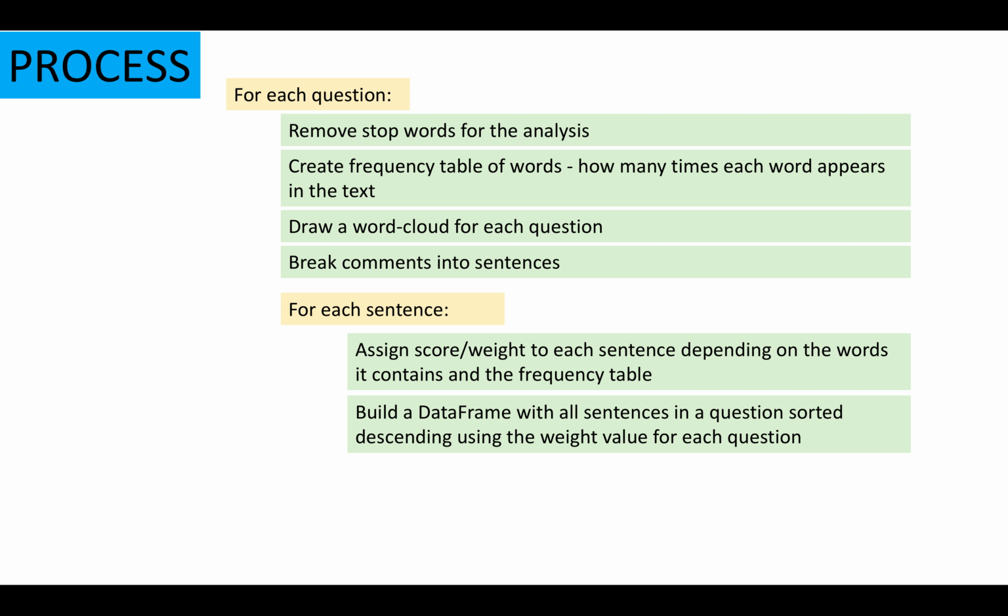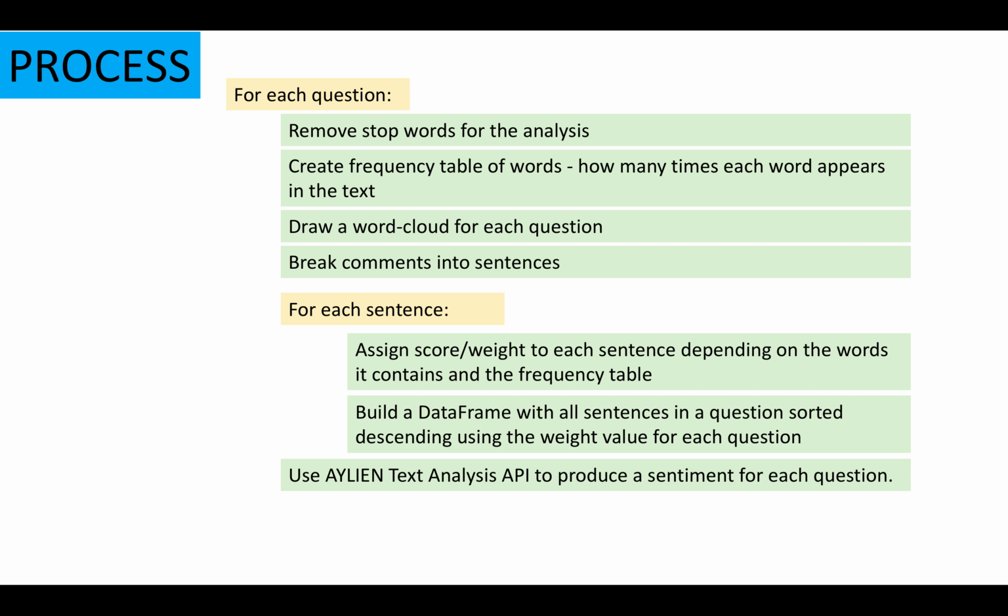And then we build a data frame, using pandas, of every sentence and the weight of that sentence, and sort it in descending order, so the sentence that has a higher weight comes up, and the one that has less goes down. So now we're rating our sentences in a way.